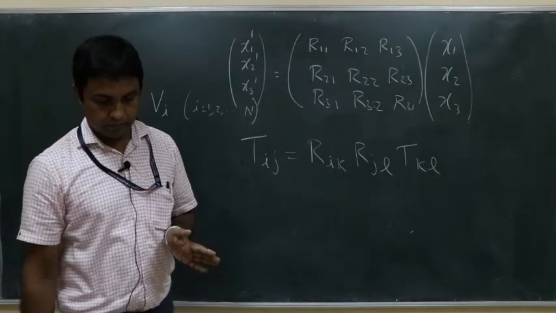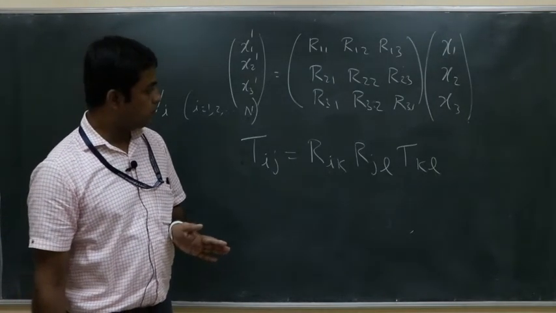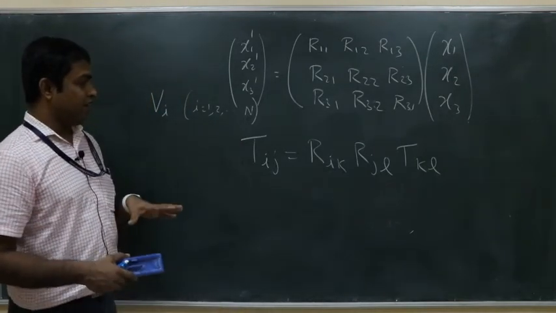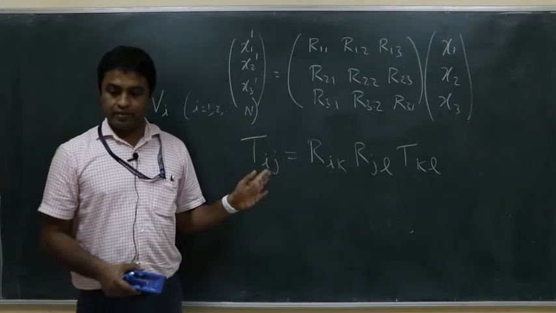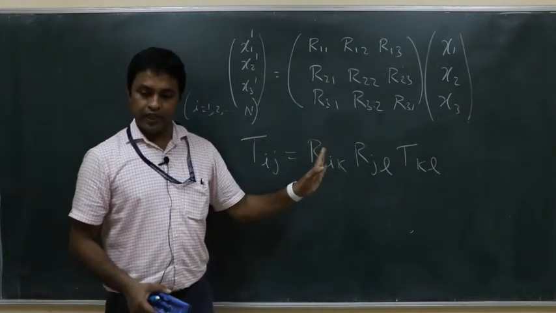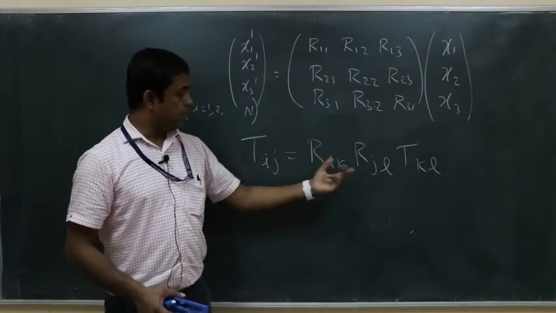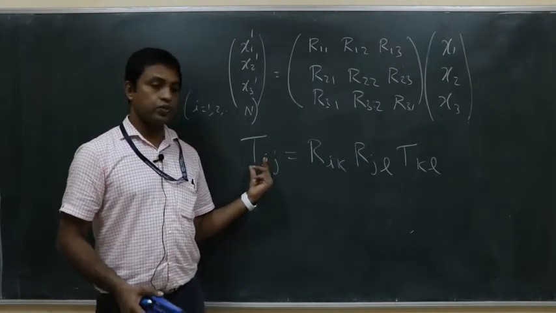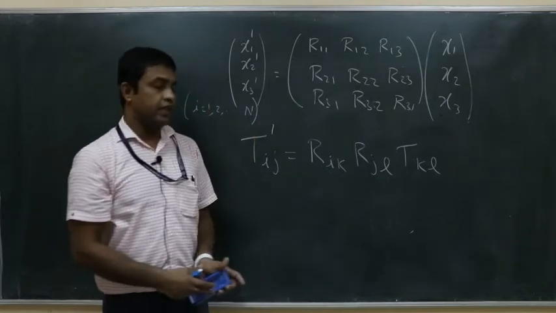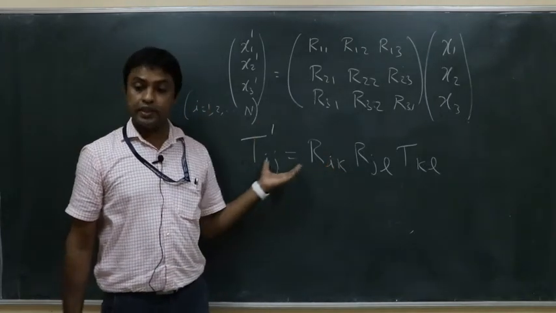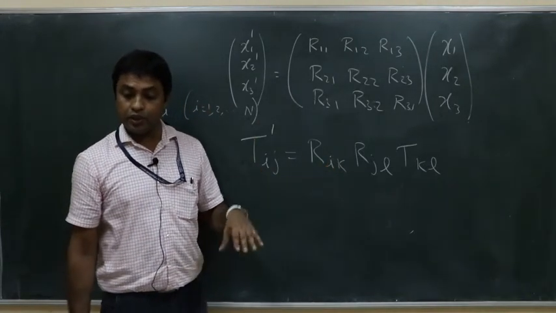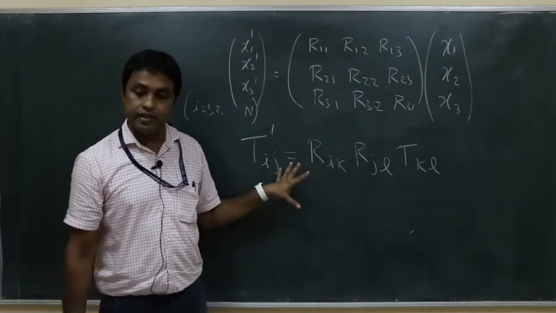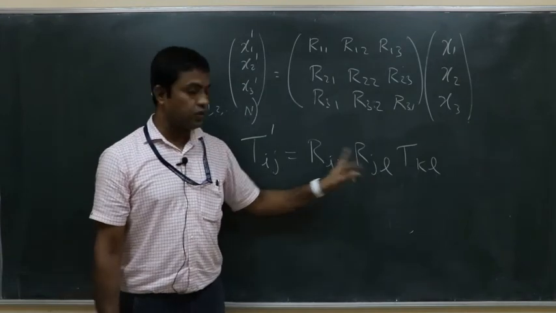Can you explain how this equation came? See, a tensor transforms like this. Suppose T is a tensor and R is the coordinate transformation matrix, then T_ij prime transforms like this. A second order tensor is defined like this, and you can actually take this as a definition, where R is the coordinate transformation matrix.